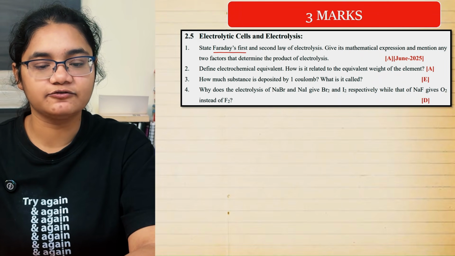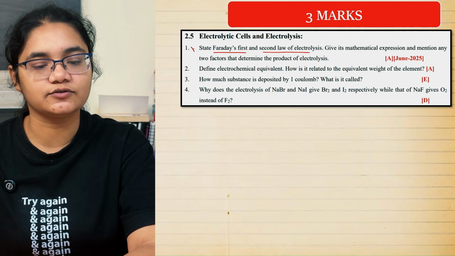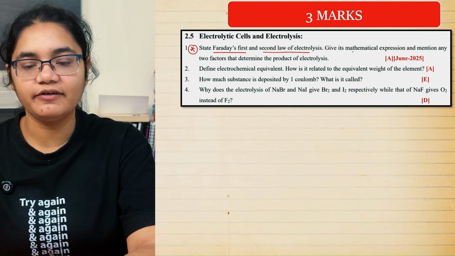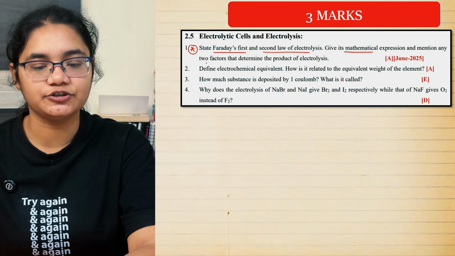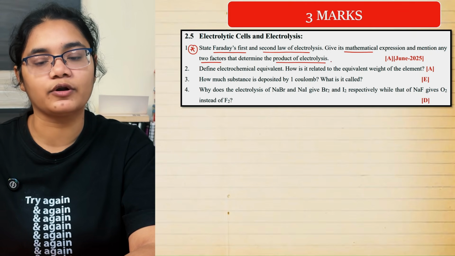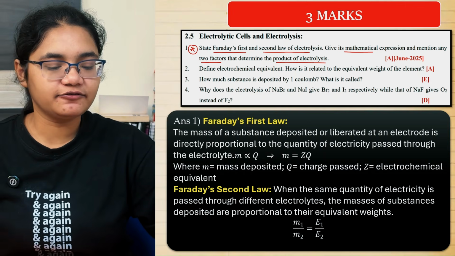Now we will do questions from the electrolytic cell. State Faraday's first and second law of electrolysis. This is also an important question. Give its mathematical expression and mention any two factors that determine the product of electrolysis. So let us see the first answer now.